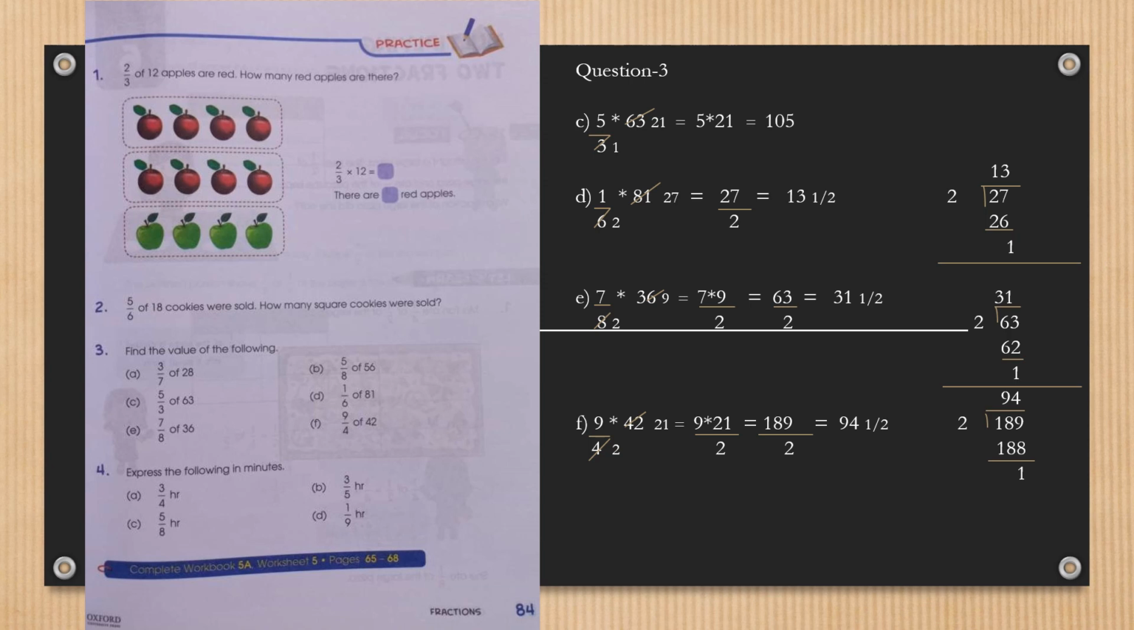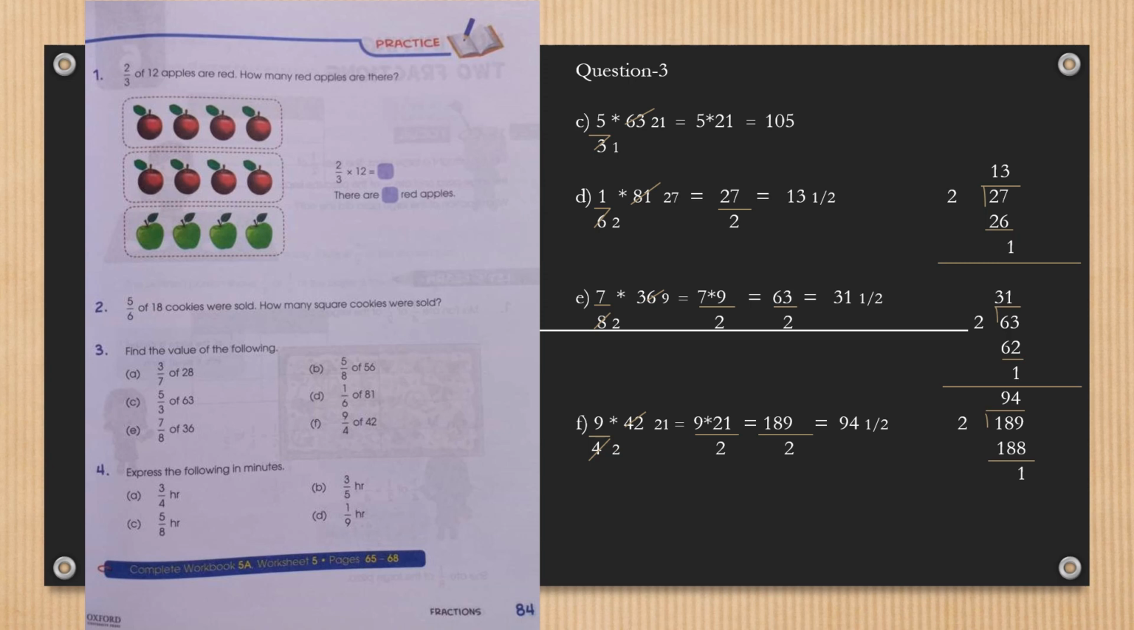Now we have part E, which is 7 over 8 of 36, and we write it as 7 divided by 8 multiplied by 36. First we cancel out 36 by 8, so now we have 7 multiplied by 9 divided by 2. So 7 into 9 is 63 divided by 2, and to convert it into a mixed number, we divide 63 by 2, we have 31 whole number 1 over 2 as an answer.